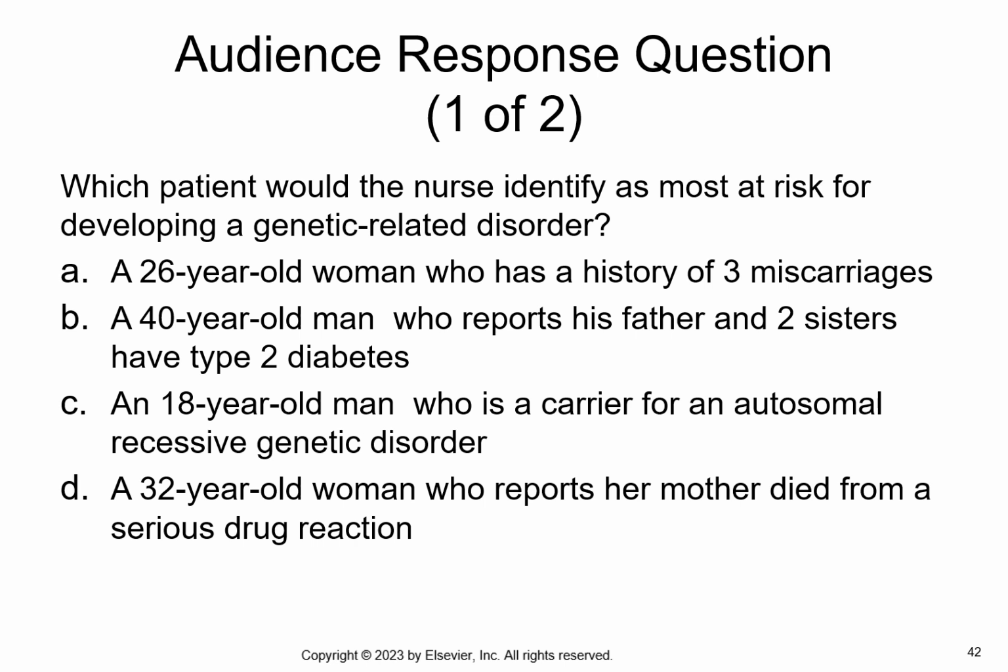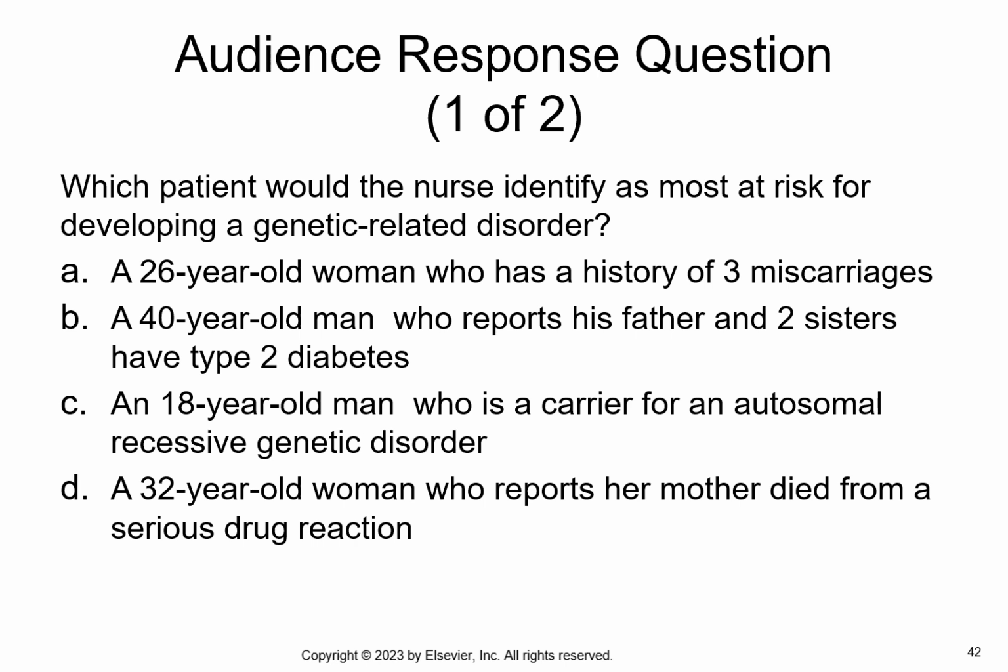All right, so let's look at this one. Which patient would the nurse identify as most at risk for developing a genetic-related disorder? Okay, so let's go through these one by one. If we look at A, a 26-year-old woman who has a history of 3 miscarriages, 3 spontaneous pregnancy losses, there is nothing about that that will make her have a genetic-related disease later on.